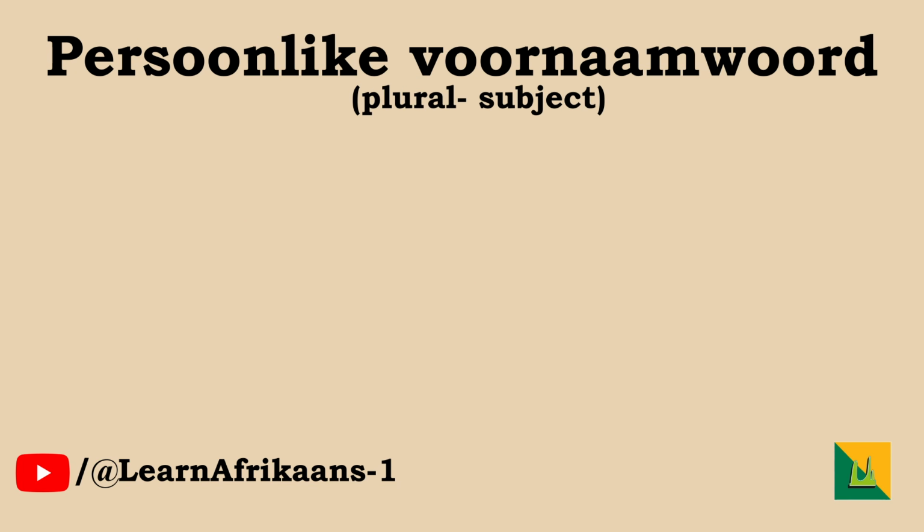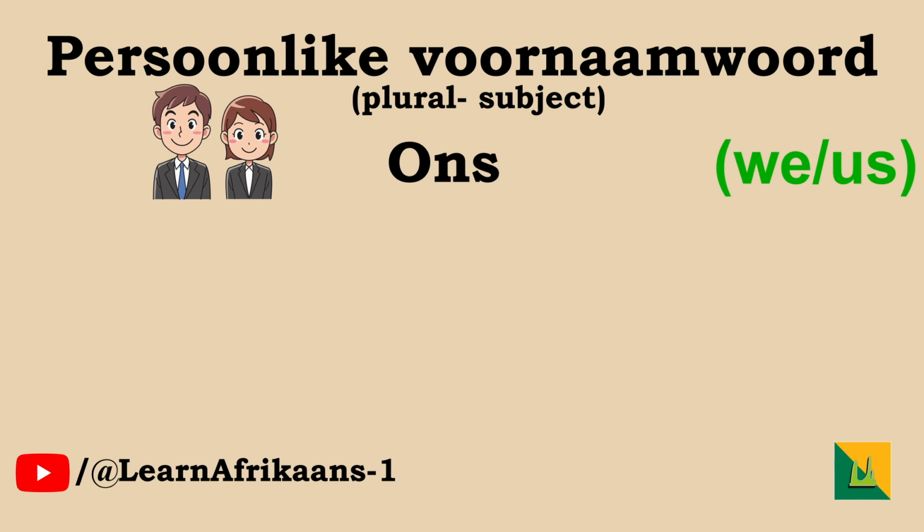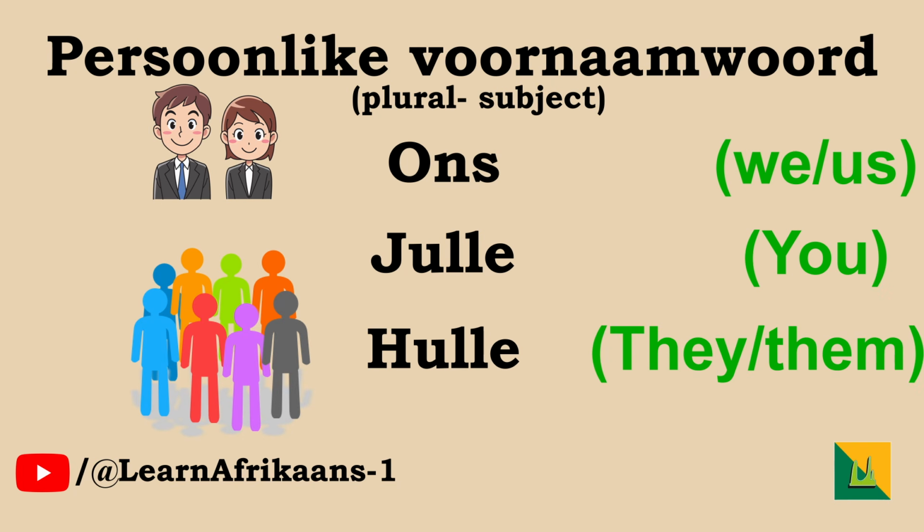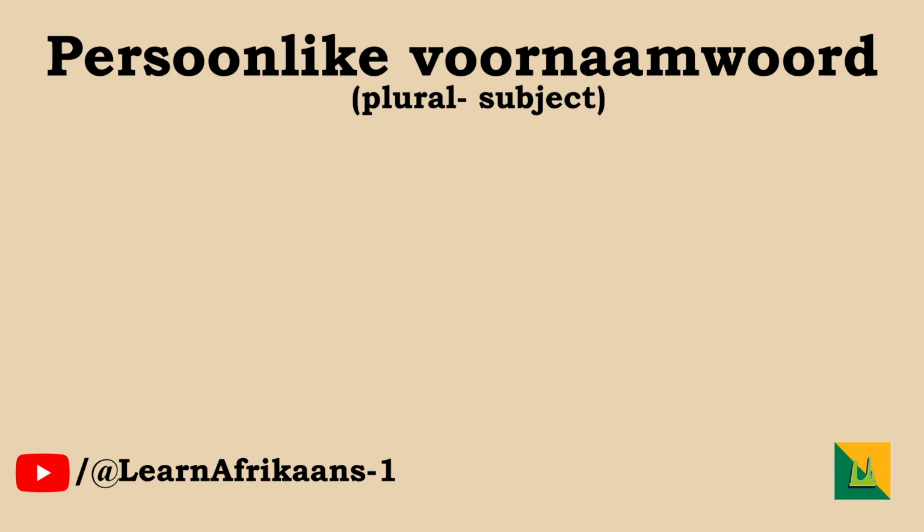Now let's go through the plural persoonlike voornaamwoorde. When it is yourself and others, it's ons. Ons. When it is directed to others, julle. Julle. And when it is indirect towards others, you say hulle. Hulle. Let's see these words in sentences.